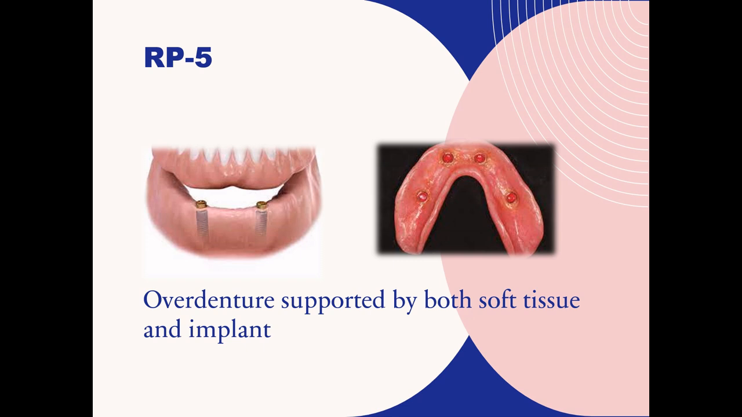So the primary advantage of an RP5 restoration is the reduced cost because fewer implants are inserted compared with that of a fixed restoration. And here the prosthesis is very similar to traditional overdentures supported by natural teeth. And another thing to note is that in an RP5 restoration, relines and occlusal adjustment are required every few years because the bone will continue to resorb in the soft tissue bone regions of the prosthesis.